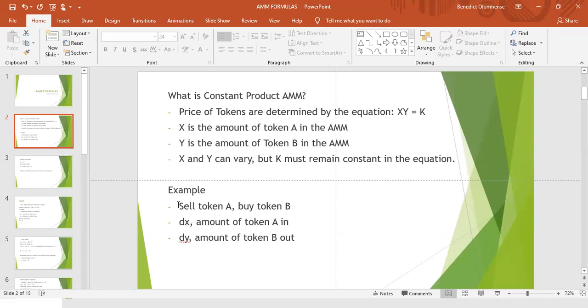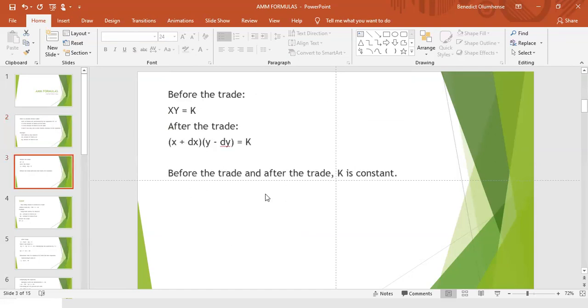So we have a simple example. We want to sell token A and buy token B. So we're putting in token A and taking token B out. dx will mean the amount of token A put into the contract and dy the amount of token B taken out of it. Before the trade, remember that for a constant product AMM we have the equation x multiplied by y equals k.